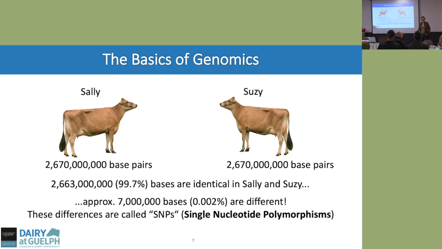All right? That means that there's, believe it or not, still 7 million bases between Sally and Susie that are different. And those differences, those individual letters that are different, that is what we call SNPs, single nucleotide polymorphisms. That's a massive amount of work, right? Who's ever heard about a SNP? Did you know that it was called a single nucleotide polymorphism?